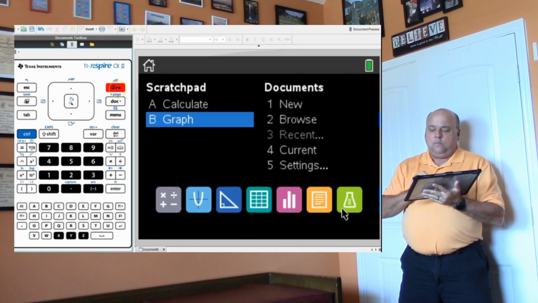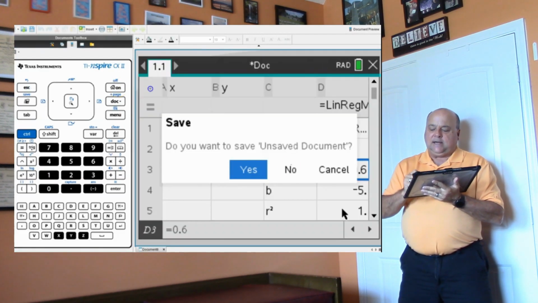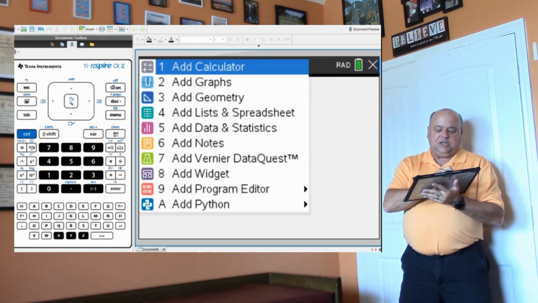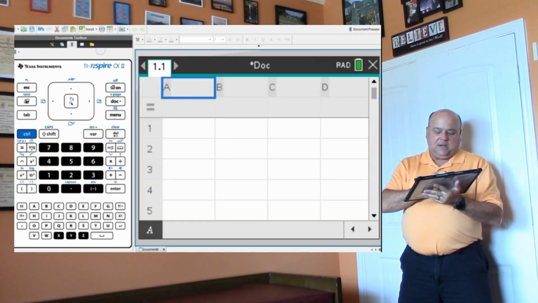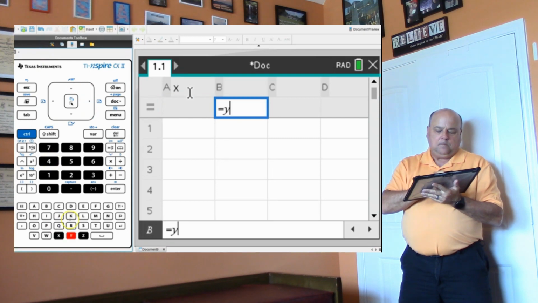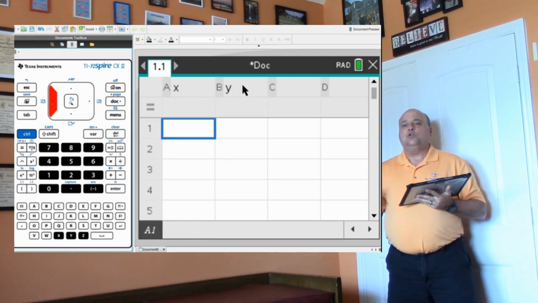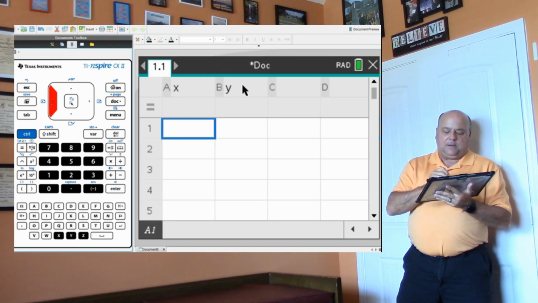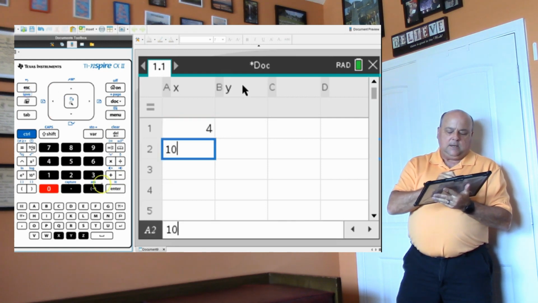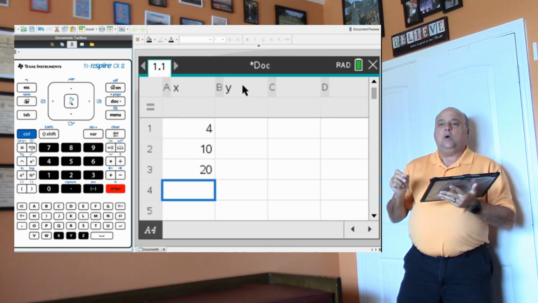So I'm going to hit home, 1. I'm not going to save this, and then I'm going to add a spreadsheet, 4. I need to type in X and Y at the top. Okay, so I have my X and my Y at the top. Now then I'm going to type in 4, 10, and 20.